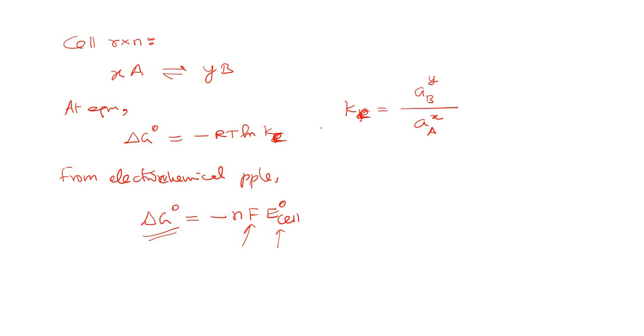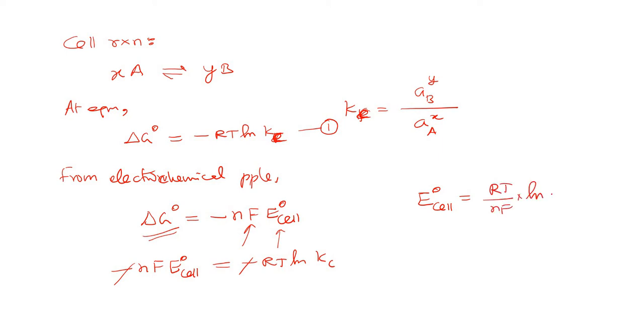If I substitute this in the above equation, let me take this as equation number A. So we'll get minus nF E naught cell equal to minus RT ln Kc. If we cancel these, we can write E naught cell equals RT by nF into ln Kc. This is the relation between the standard cell potential and the equilibrium constant if the equilibrium reaction occurs in an electrochemical cell.